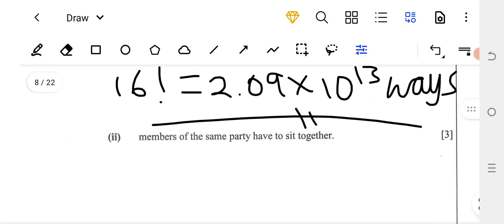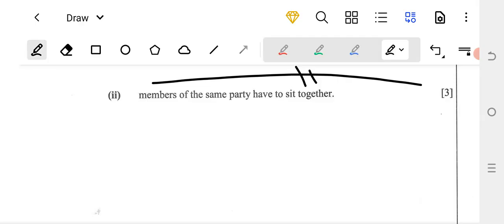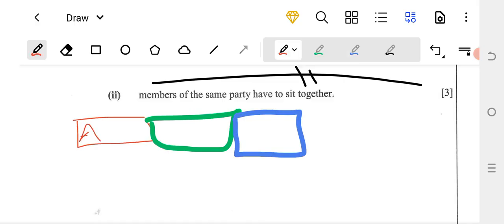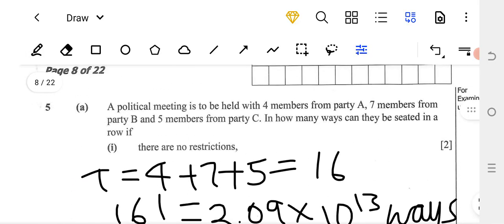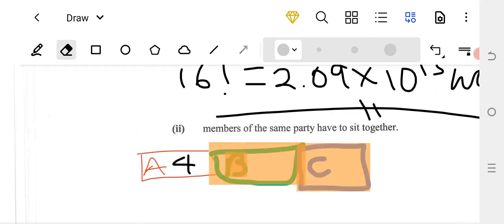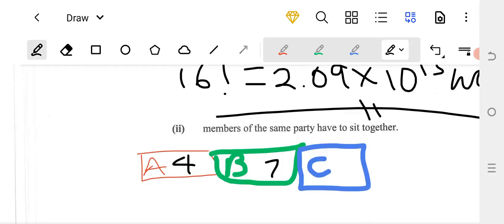And then to continue, members of the same party have to sit together. What does it mean? Members of party A, they'll form a block. Members of party B, they'll form a block. Members of party C, they'll form a block. So this is party A, this is party B, this is party C, and then party A has 4 members, right? Party B has 7 members. Party C has 5 members.